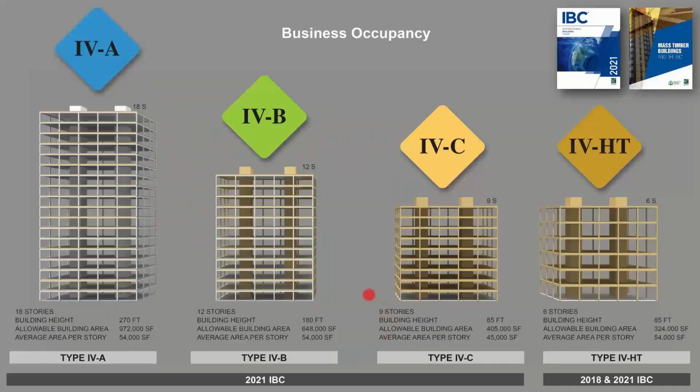So a summary slide here shows a relative diagram comparing them. Each of these has a caption that shows the maximum allowable building area spread across, in this case, 18 stories. This is a business occupancy. So average area per story is 54,000 in this case. A single story could be greater, but you'd have to reduce the areas of the other stories and so forth. So for each here, same height and feet above grade for both 4C and 4HT.